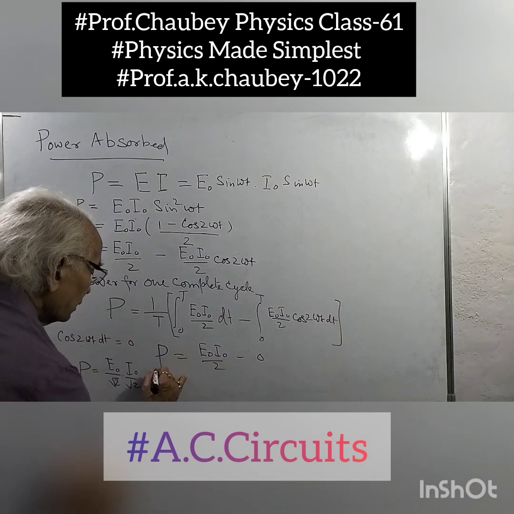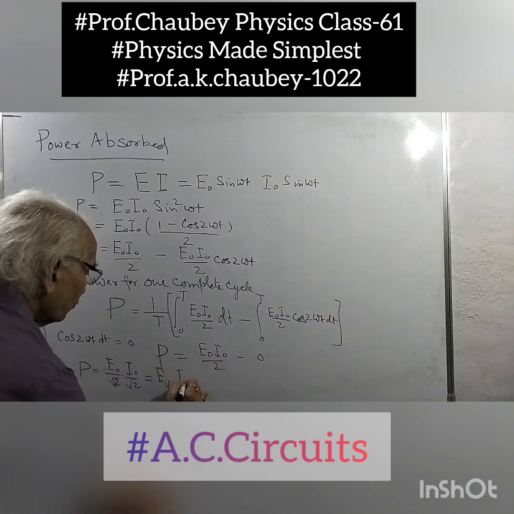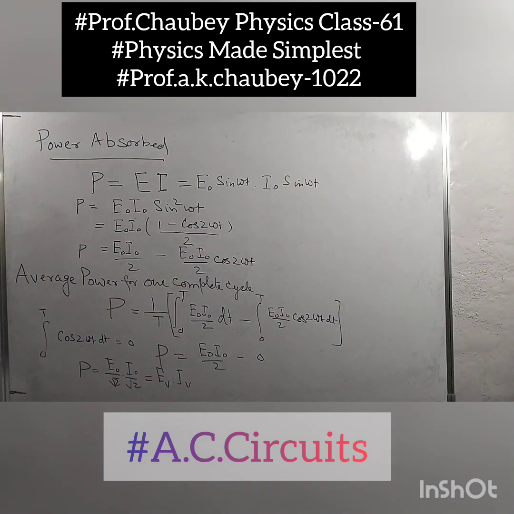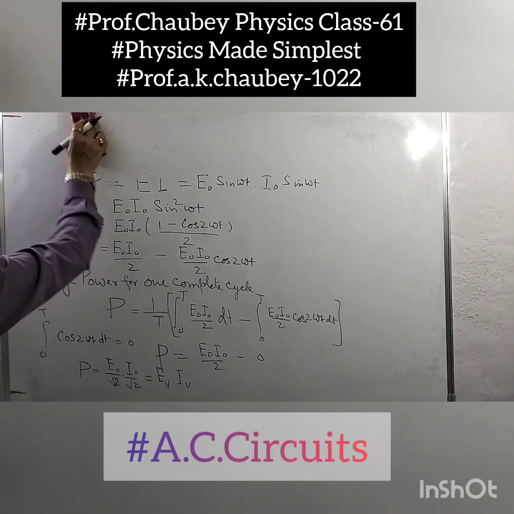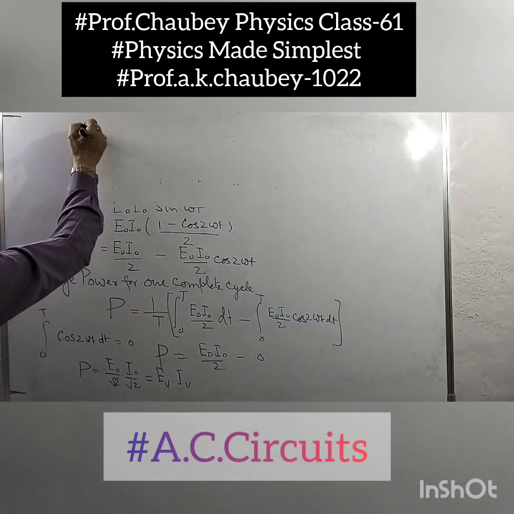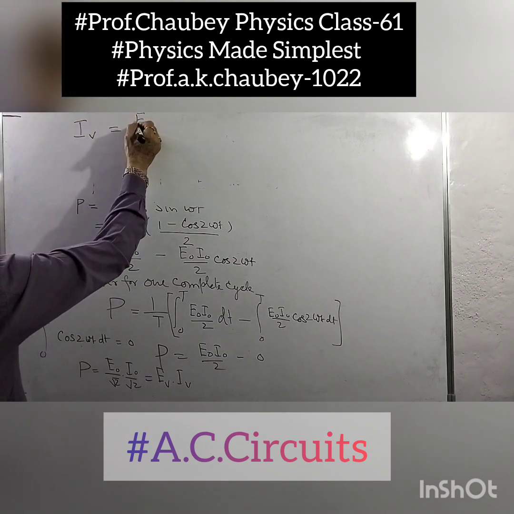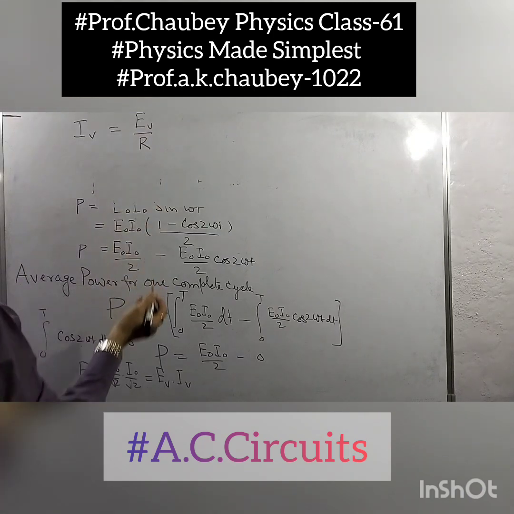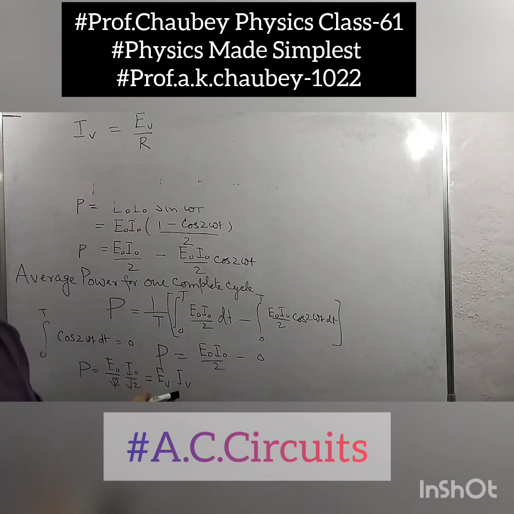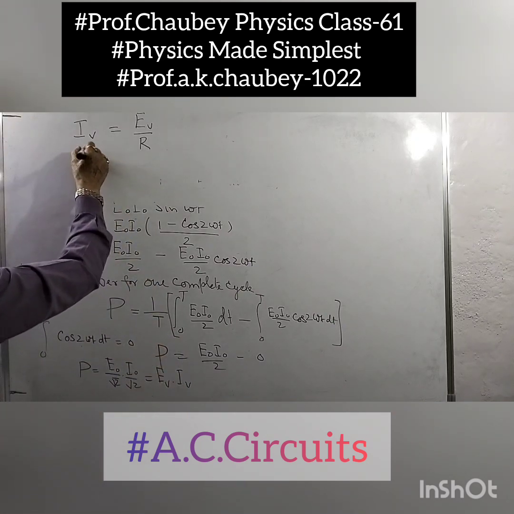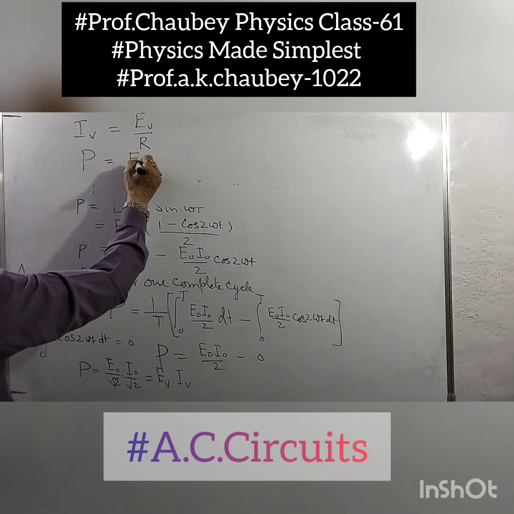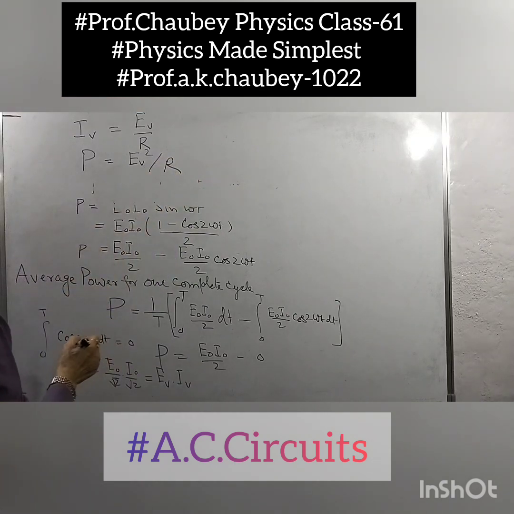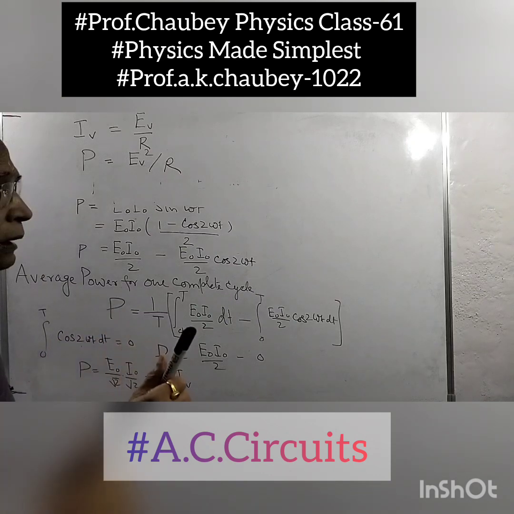You can write this as EV and IV, the average or RMS values, E RMS and I RMS. IV is the average current for a circuit having R only, EV over R. If you write IV as EV over R, then the power becomes EV square over R. This is the average power.